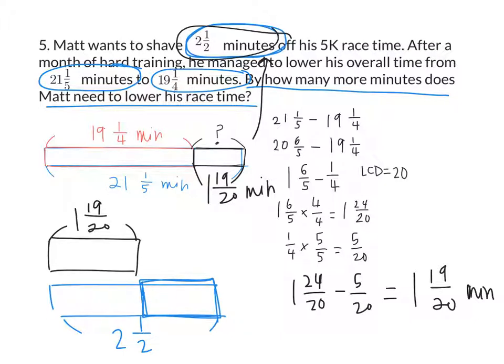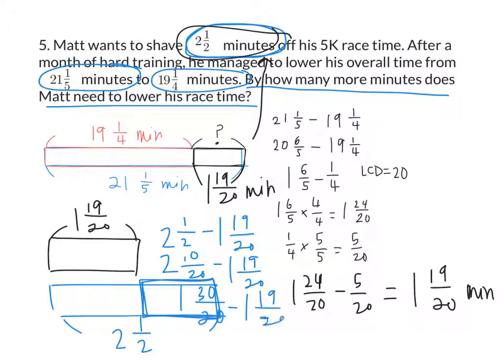So how can I figure out how much more he needs to do? I have to do 2.5 minus 1 19/20. Go ahead and do that. 2.5 minus 1 19/20. Well, I can rewrite 2.5 as 2 10/20. Do you agree? Minus 1 19/20. And then I have to regroup. That's the same as 1 30/20 minus 1 19/20. So my 1's go away. If I have 30/20 and I take away 19/20, what do I end up with? 11/20 of a minute is how much more he still needs to improve by.